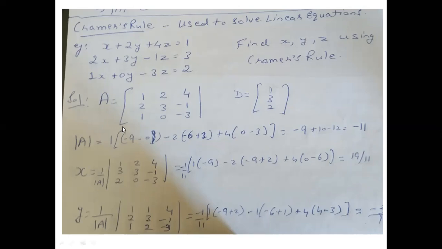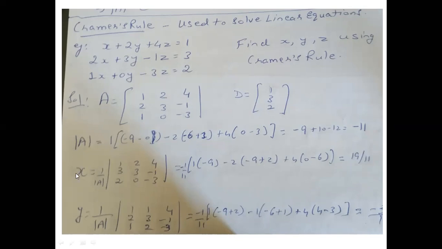So the first step is to find the determinant of A. Expanding along the first row, I'll keep 1 as it is, and you have minus 9, minus 0, minus 2 into minus 6 plus 1, plus 4 into 0 minus 3. So that determinant comes to minus 11. So this will be the first step.